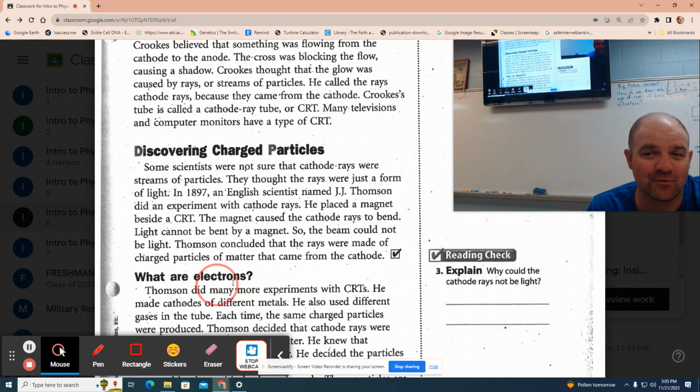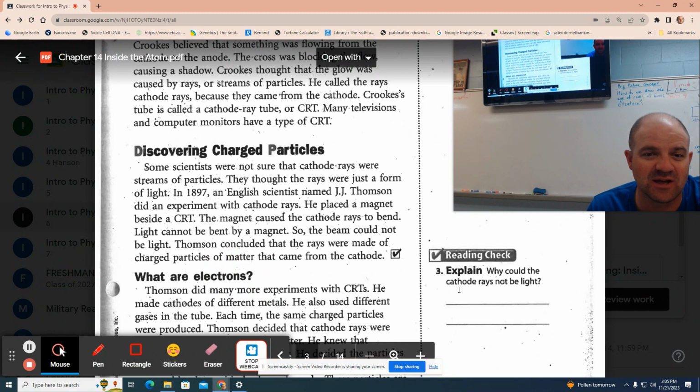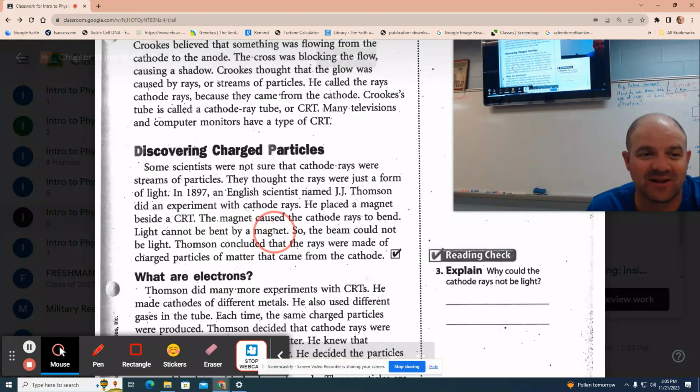He had discovered electrons. Question on the side: why could the cathode rays not be light? Because light can't be bent by a magnet.